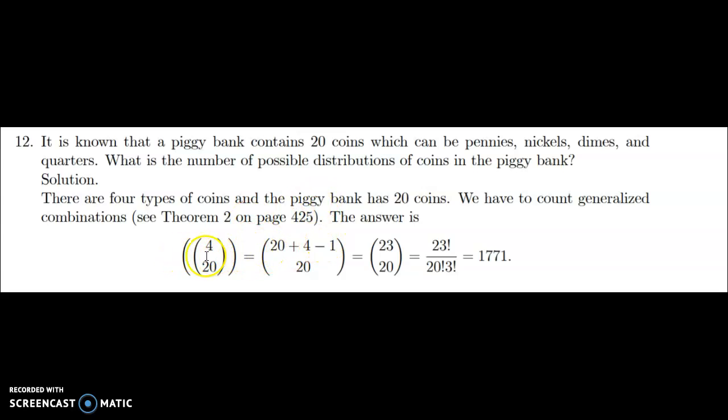The theorem says replace the upper number by the sum. 4 plus 20 minus 1. The lower number stays. This is a regular binomial coefficient. Evaluate, you get the answer.